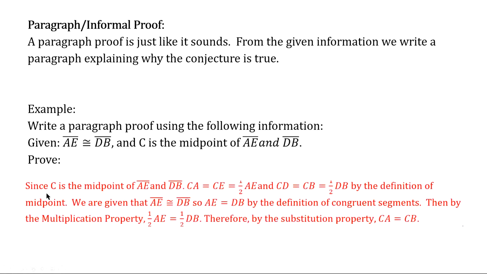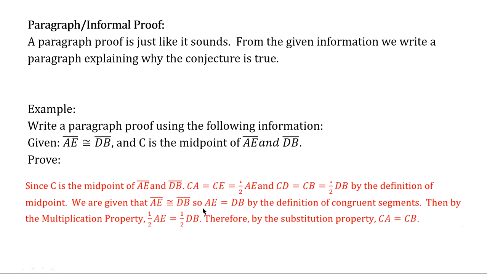Since we know C is the midpoint of AE and DB, then we can say that segment CA equals segment CE, which equals 1/2 of AE, because it's the midpoint, so each side's equal, so 1/2 of AE is going to equal CE and CA. We can say the same thing about the other side. Definition of midpoints is our reason.